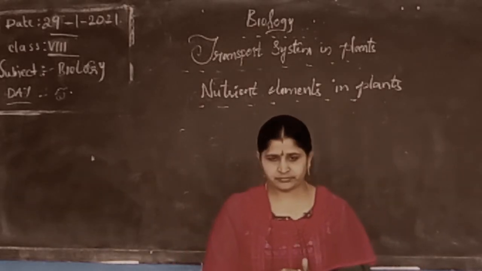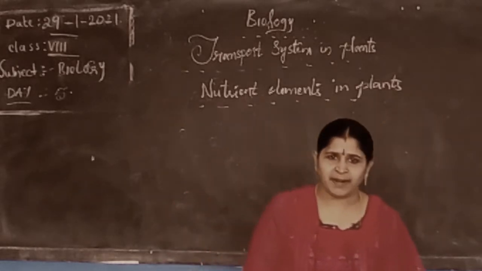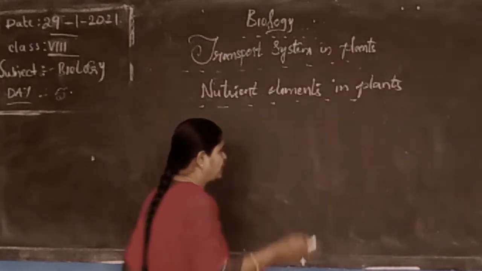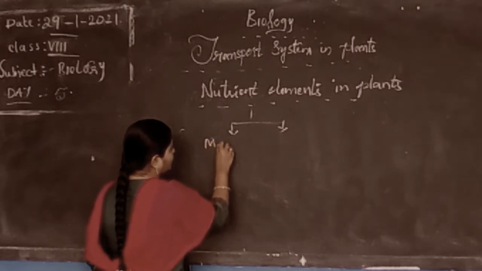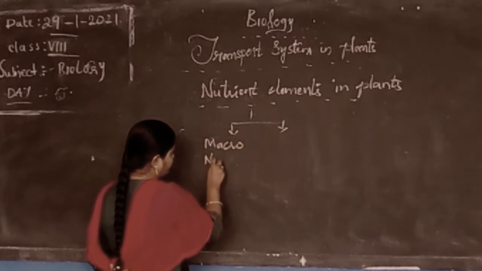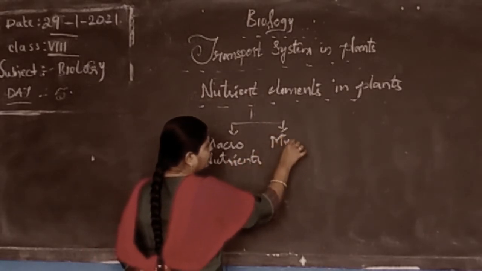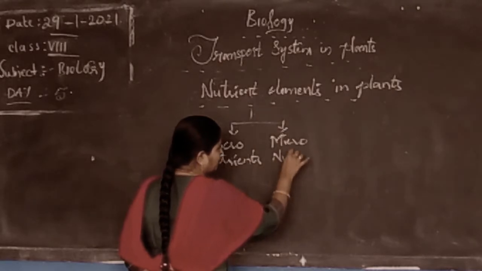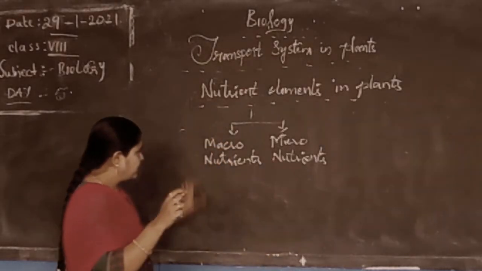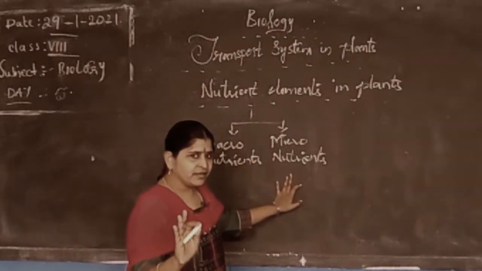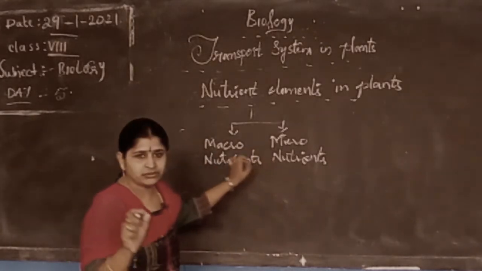Now, broadly, the nutrients which are to be supplied to the plants are classified into two groups. The first one is macronutrients and the second one is micronutrients. And the terminology itself is very clear. You have to understand what a macronutrient is and what a micronutrient is.